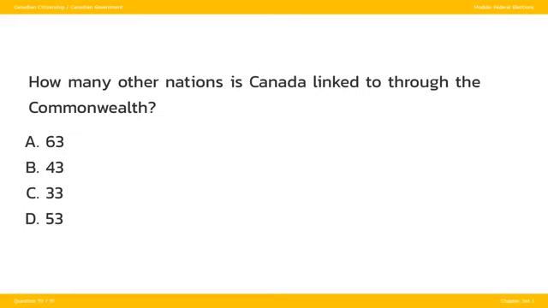How many other nations is Canada linked to through the Commonwealth? A. 63. B. 43. C. 33. D. 53. The answer is D. 53.